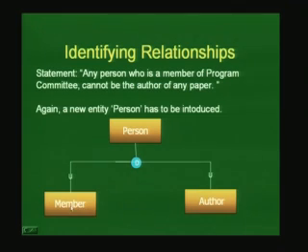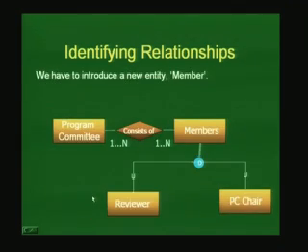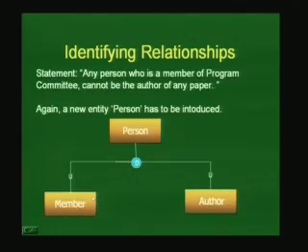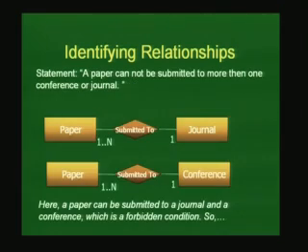specialization between member. Remember, we had an entity called member here, and an entity called author. So an author may not be a member or a PC committee member, and a member may not be an author, and both are persons and so on. That way you can identify that any person cannot be both an author and a member of the PC committee or the program committee. Right, and a paper may not be submitted.